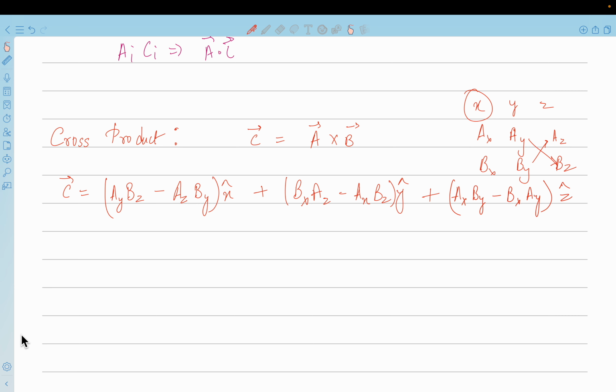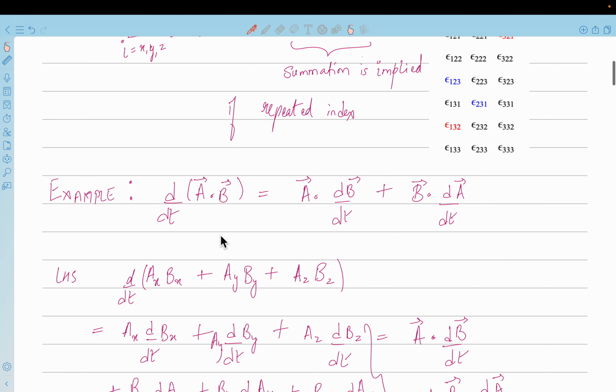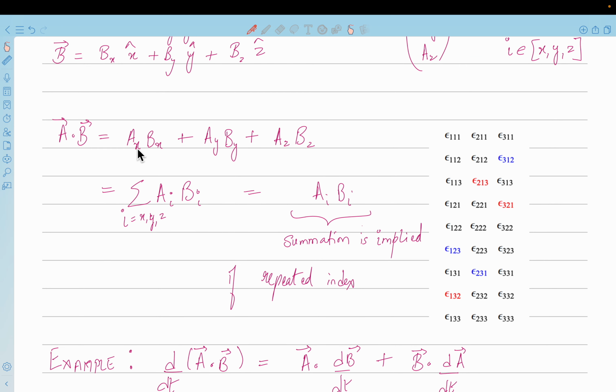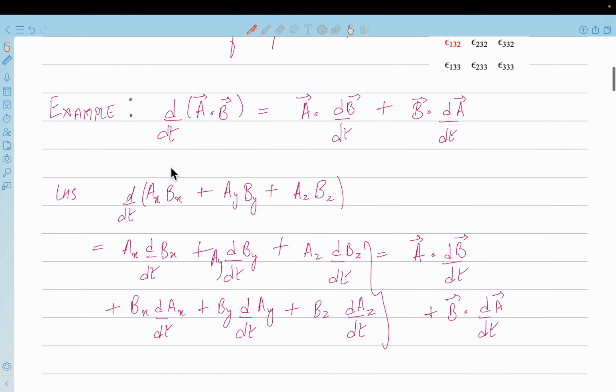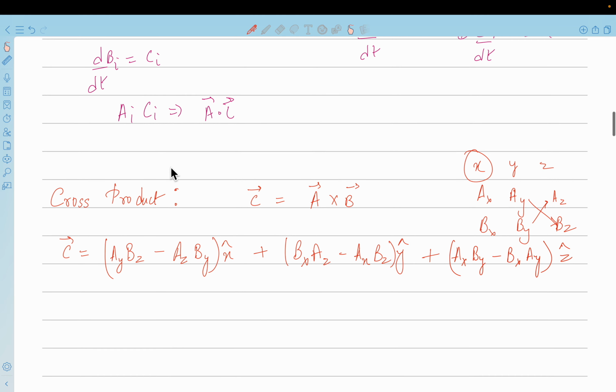Okay. Now what you can see is the terms are now very different. In the dot product, if you go back to the dot product, the terms were like this. You had AxBx, but here the terms are AyBz. Okay, so now it is like AiBj, where i and j are not equal to each other. So these are the kind of terms. So how do we represent this?